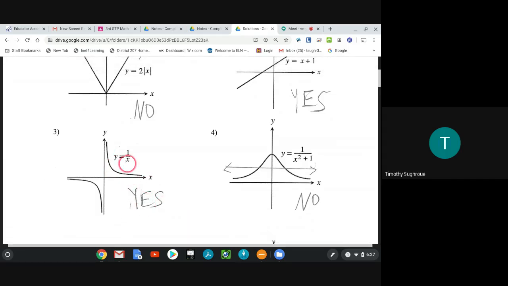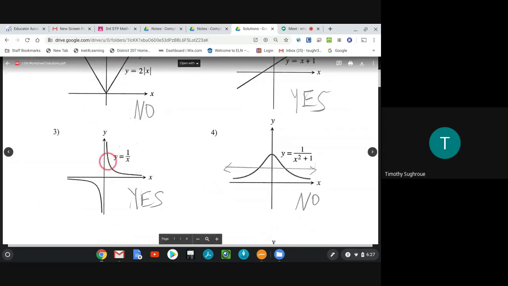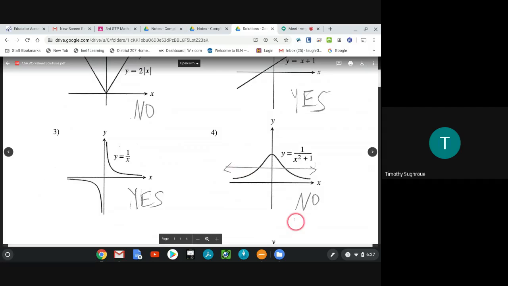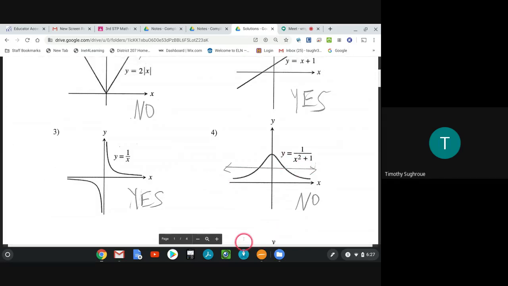As a matter of fact, if you switch x and y and resolve for y, you get the exact same thing back out. That's why this is called the inverse function. The inverse function of 1 over x is 1 over x. And 4 does not. It is a function. It passes the vertical line test, but it does not pass the horizontal line test.